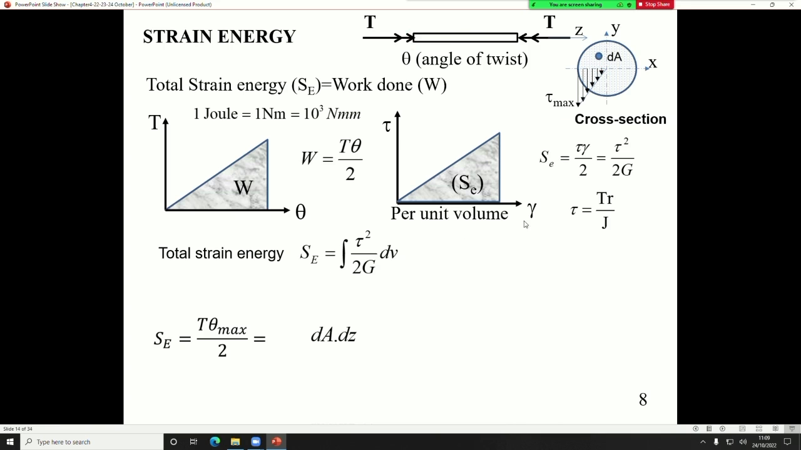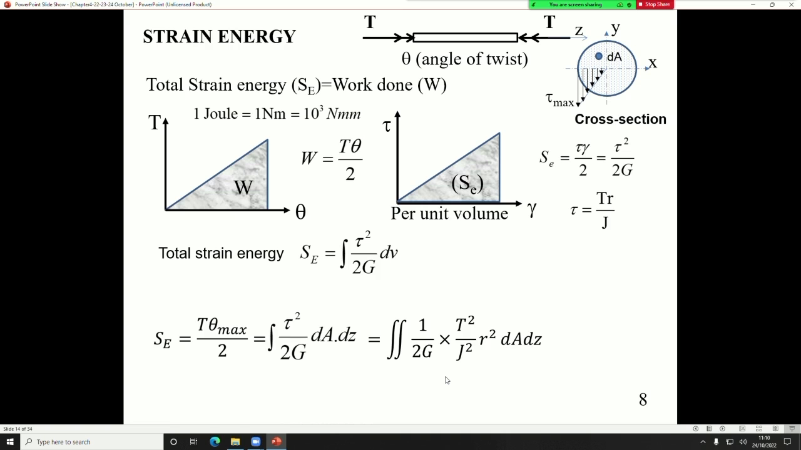And tau is equal to Tr over J. So tau squared is equal to T squared r squared divided by J squared. I substitute the values. So I converted a triple integral to a double integral. One element is dA, so dx dy became dA. dz, I keep it as dz. Now I've got G, which is constant, can be moved out of the integral. T is constant, it can be moved out. J is constant, it can move out as well.